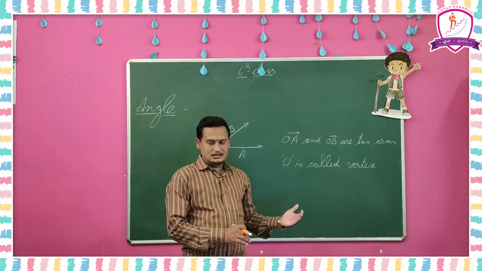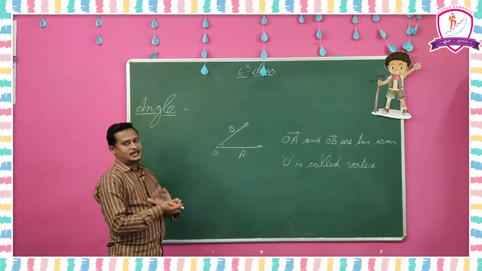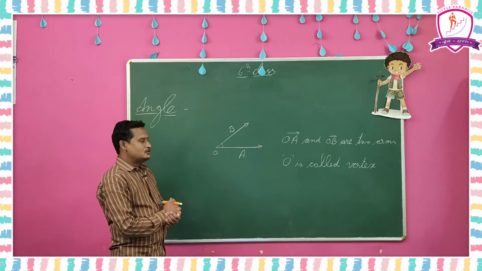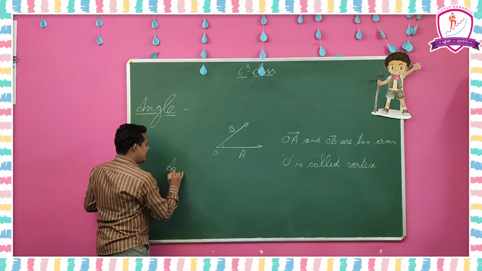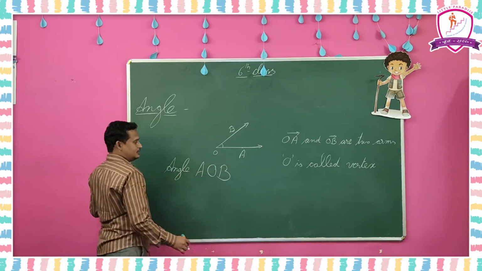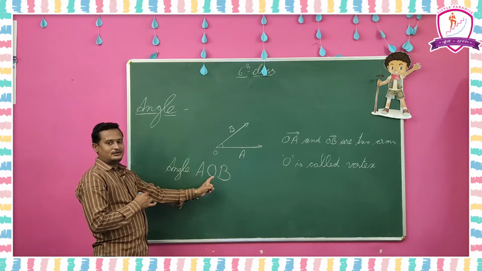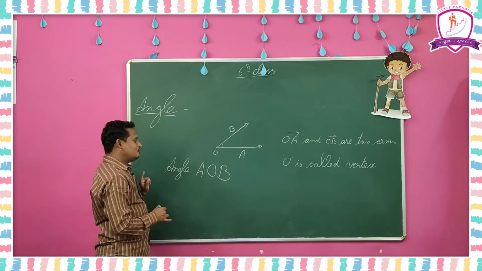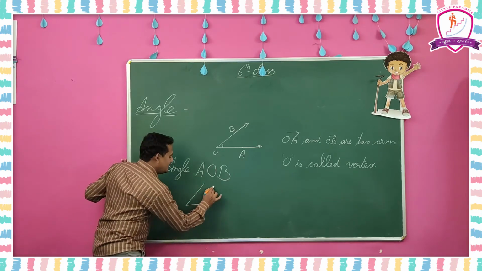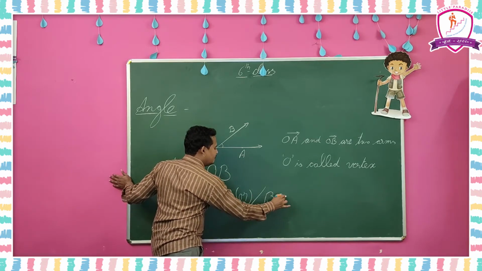Next, after the concept of angle, how do we name an angle? How can we read this angle? We read this as angle AOB. When reading you say angle AOB, but when writing you use the symbol for angle, followed by AOB, or we can write it as angle BOA.